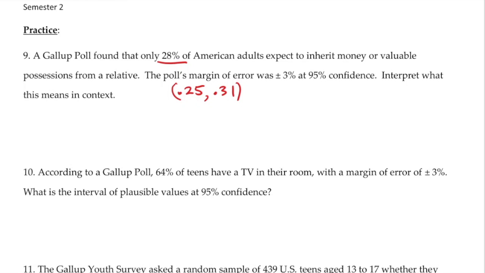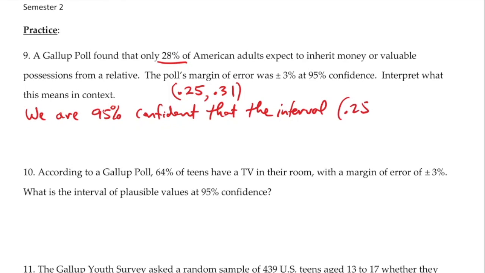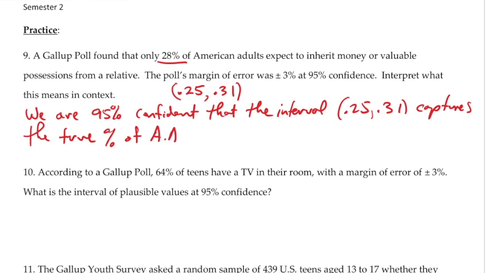So now our interpretation. We are 95% confident that the interval 0.25 to 0.31 captures, now remember this refers back to a parameter, the true percent of American adults expecting to inherit money or valuables.